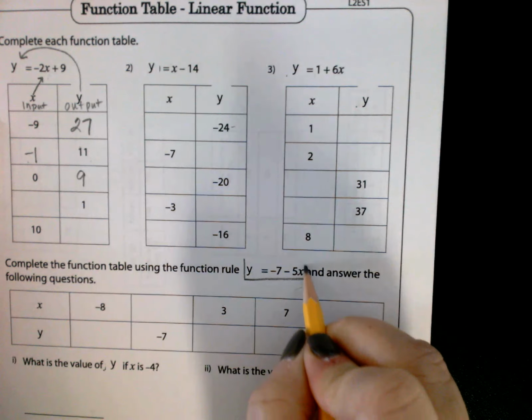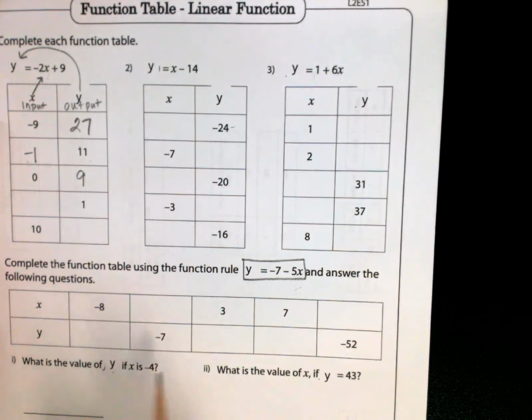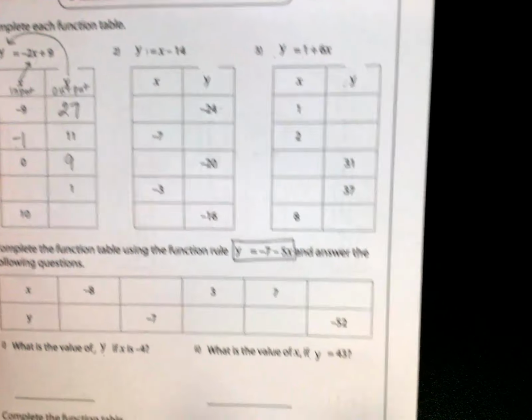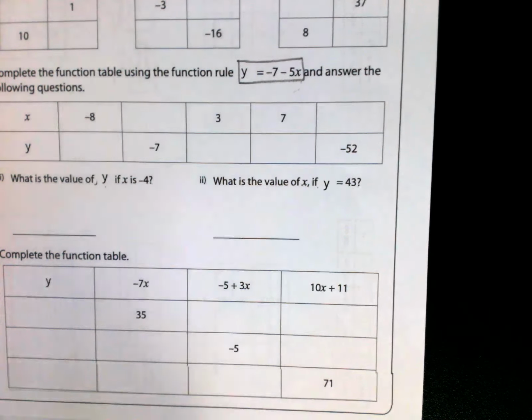So here is your equation. Substitute in for your x's and y. And then it says, what would y equal if x is -4? So you're going to put -4 in there. What would x equal if y was 43? So you'll put 43 in there. Then I'm going to have you complete the table. We have to now figure out what was the rule. I'll change this because really what it's asking for is what number did we put in for x for each of these?